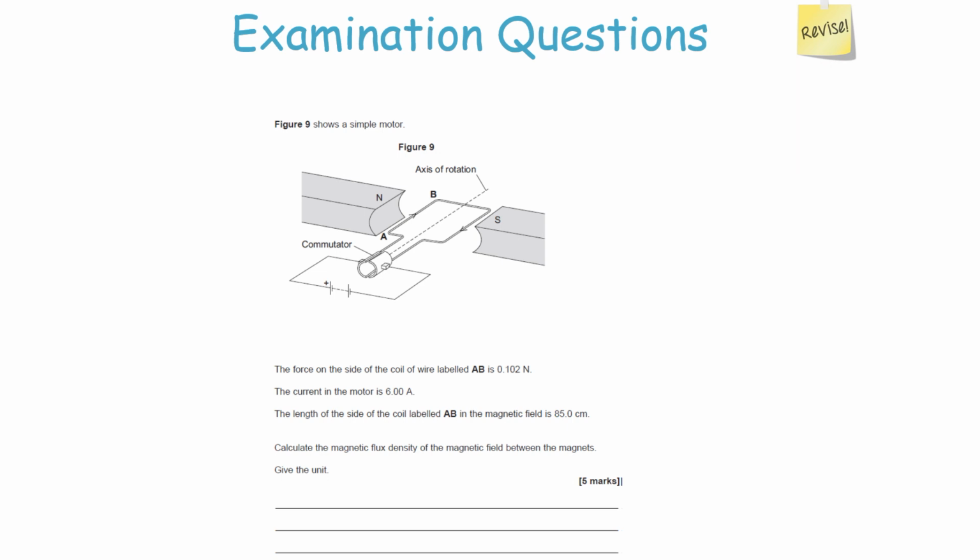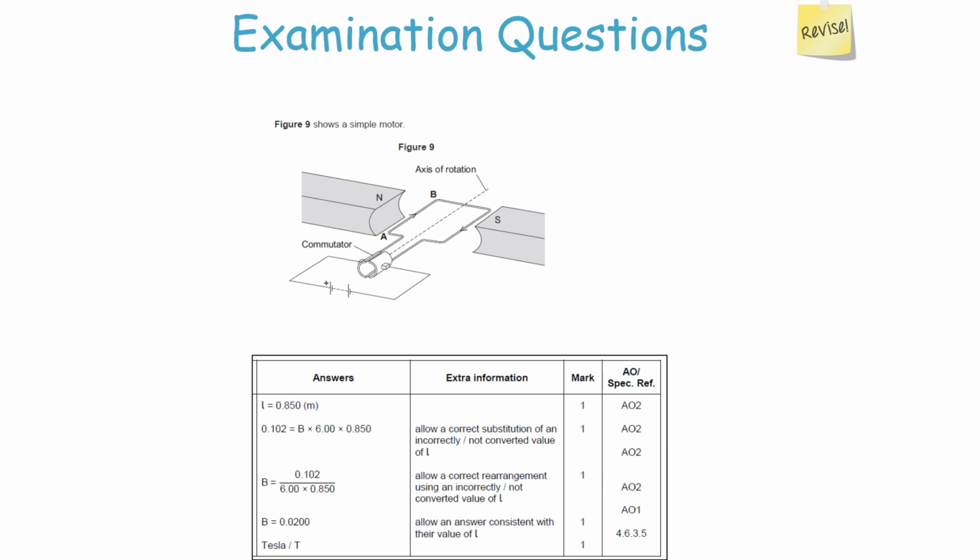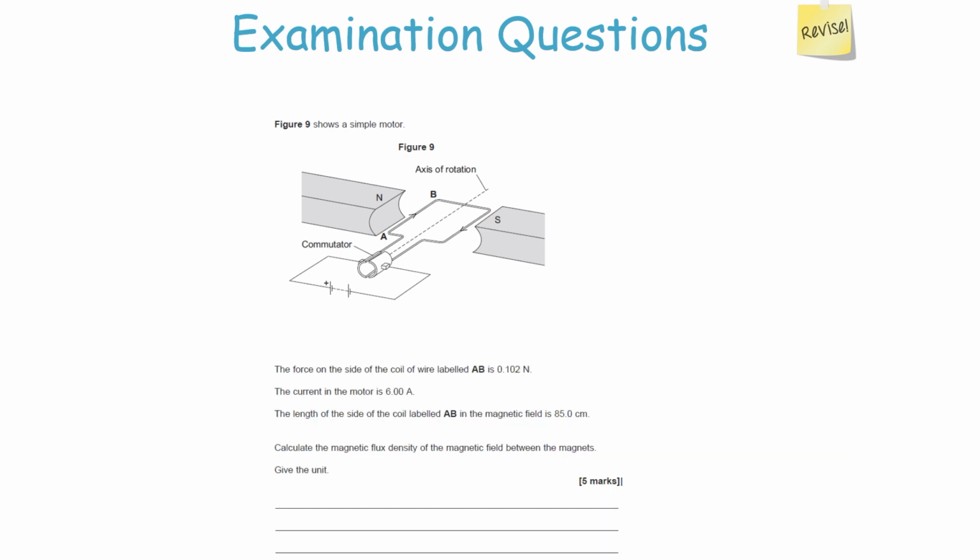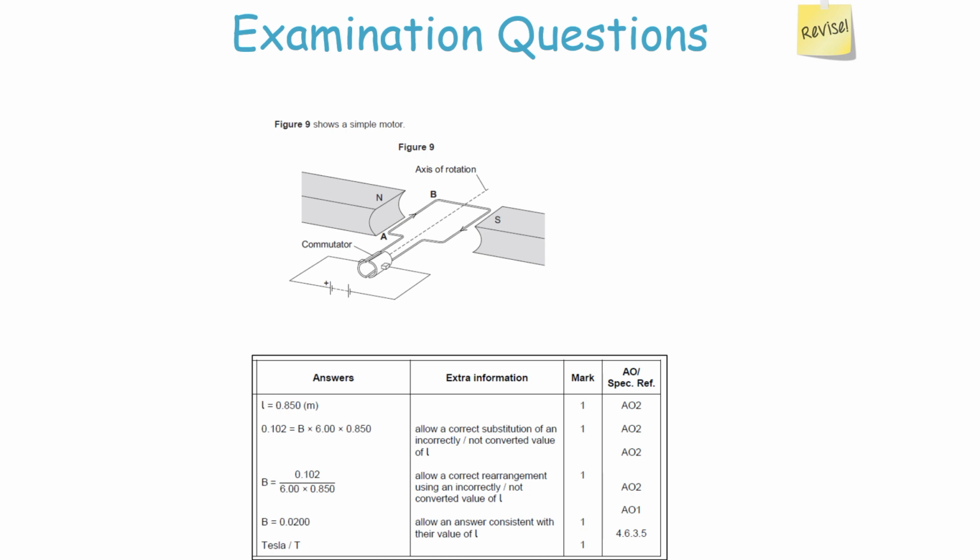Right, once again we've got to use our equation F is equal to BIL. So we can make B the subject and we can work it out by saying, well, L is 0.850 meters, because we don't work in centimeters in physics, we work in meters. So L is equal to 0.850. So we say 0.102 is equal to B times by 6 times by 0.850. We then rearrange it and make B the subject. B is equal to 0.102 divided by 6 times by 0.850. Therefore our answer is B is equal to 0.0200. And what's the units of magnetic flux density? It is equal to the Tesla.